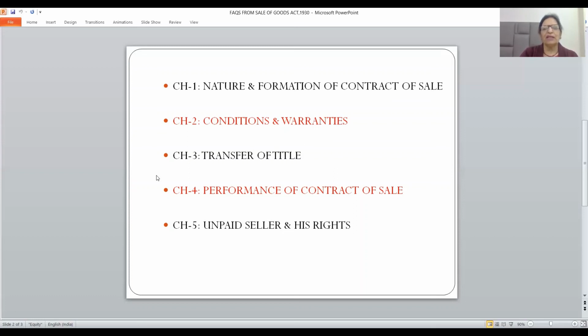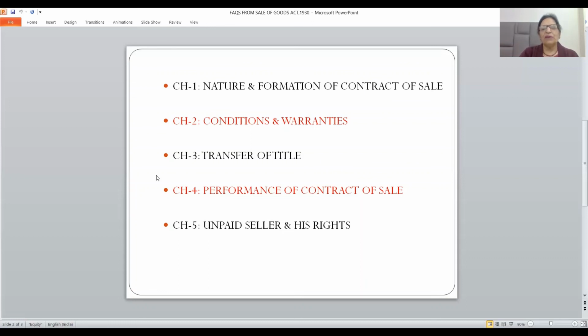Unpaid seller has been defined under section 45, subsection 1. Unpaid seller is a seller who has not been paid whole or part of the price, or who has been given bill of exchange or any other negotiable instrument which has been subsequently dishonored. What are the rights against the goods? 2 cases: when the ownership has passed, when the ownership has not passed. When the ownership has passed, 3 rights: right of lien, right of stoppage of goods in transit, and right of resale. And when the ownership has not passed, then right to withhold the delivery of goods.